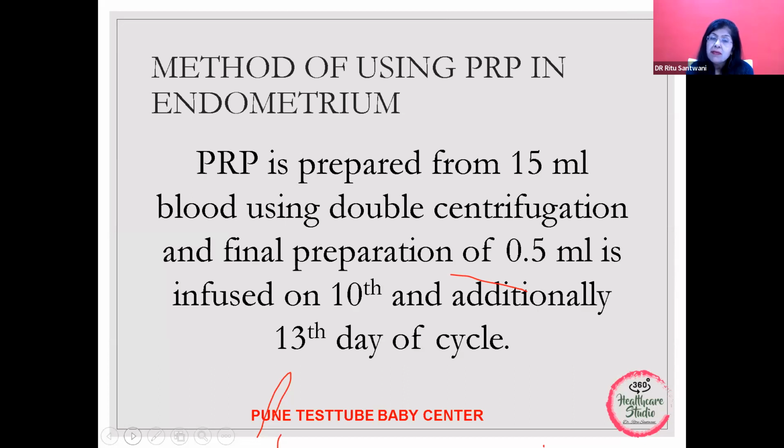PRP is prepared from 15 ml of blood using double centrifugation, and the final preparation of 0.5 ml is infused on day 10 and additionally on day 13 of the cycle. So friends, if you are using PRP, what protocol you are using, please do write in the chat box, so we can discuss. We won't miss any point.